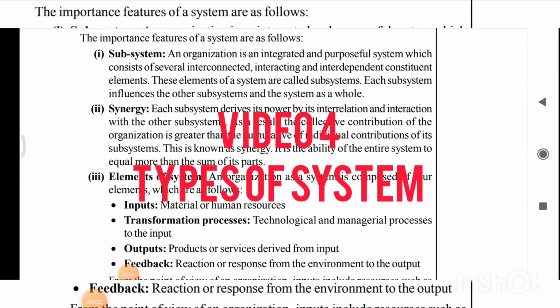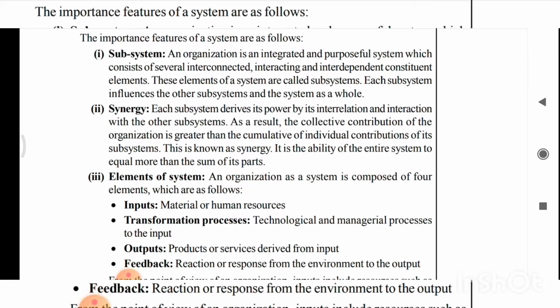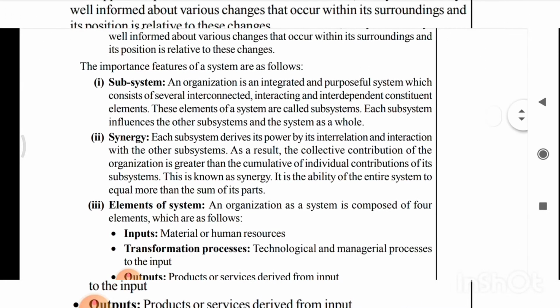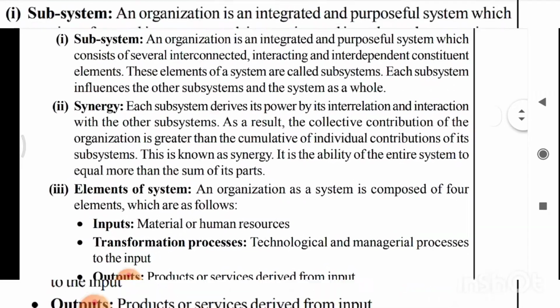After reading about the system, we have read about the two kinds of system, closed system and open system. Now in this video number 4, we are talking about the important features of a system. So let's begin without wasting any more time. What are these important features of a system?